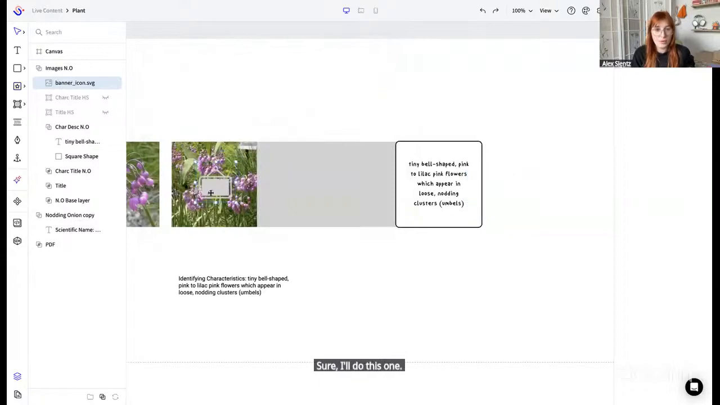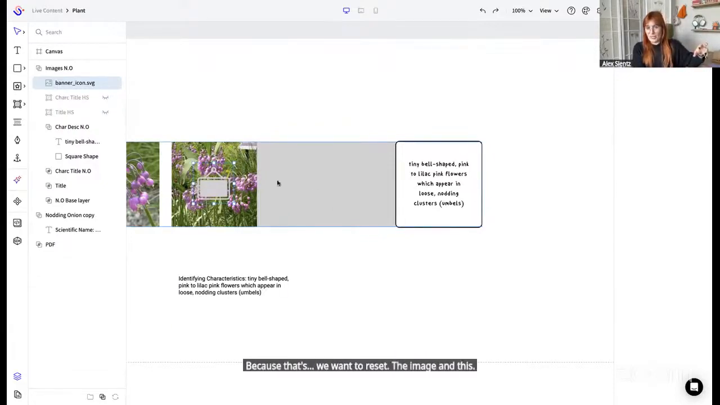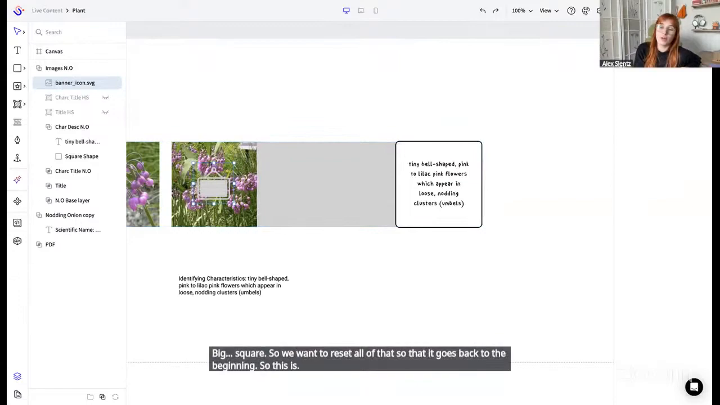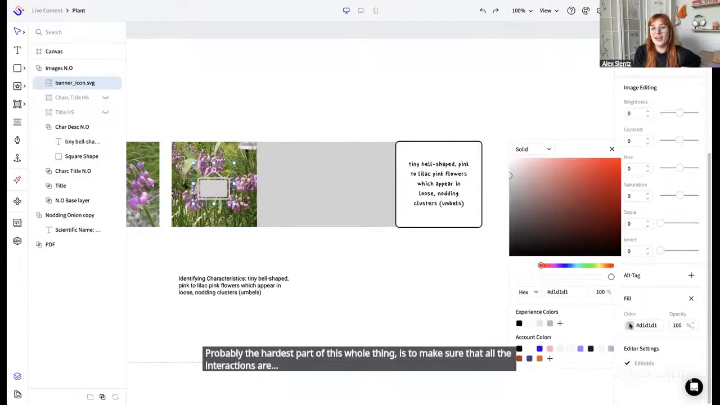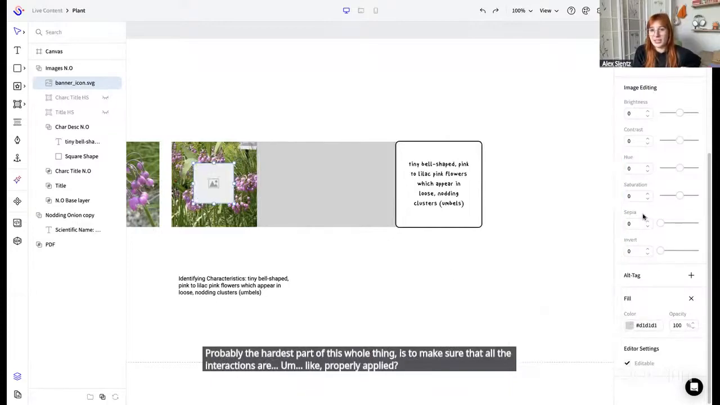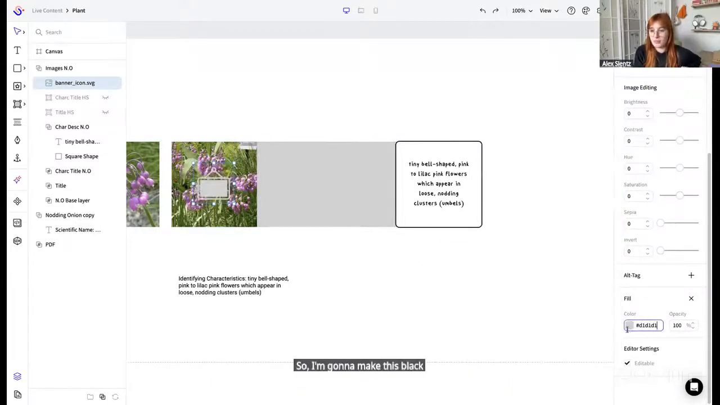I'm going to put that over the image because we want to reset the image and this big square. So we want to reset all of that so that it goes back to the beginning. This is probably the hardest part of this whole thing, to make sure that all the interactions are properly applied. So I'm going to make this black. No, I'm not.